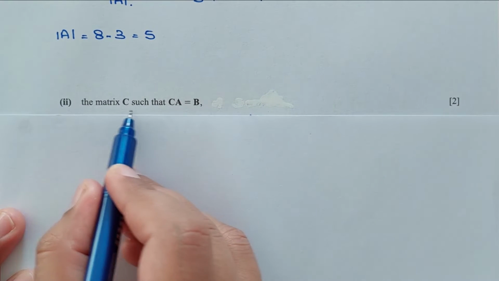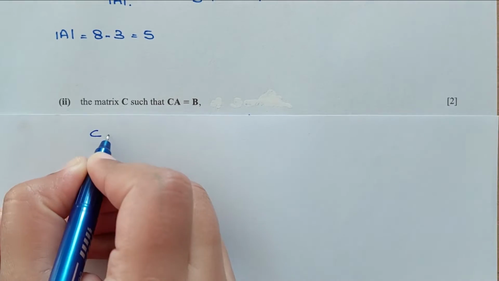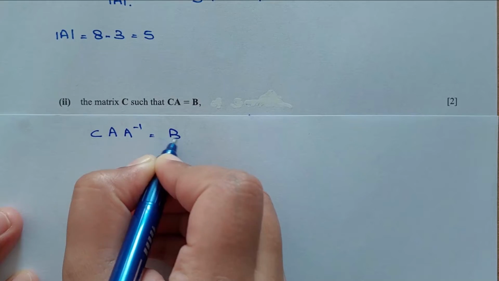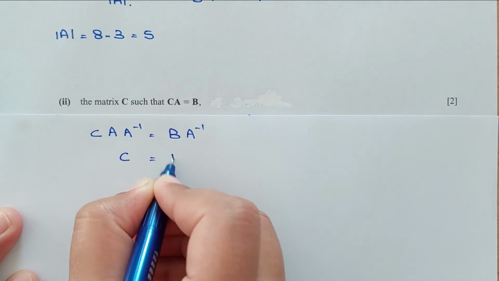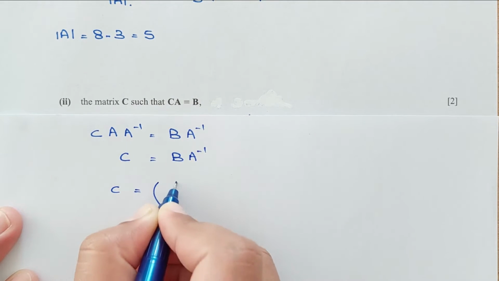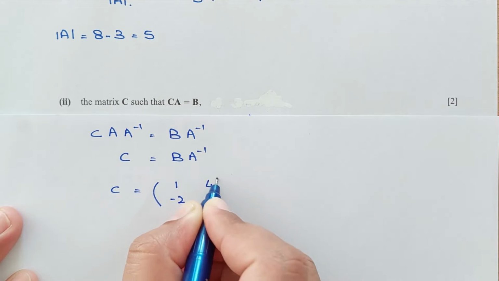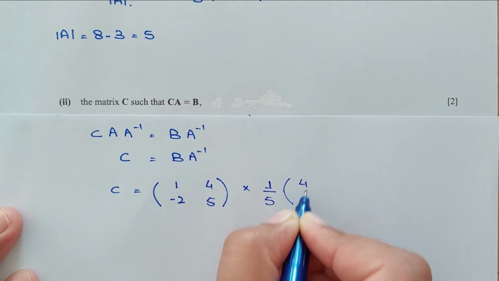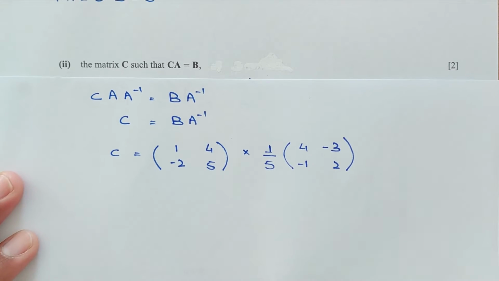Now for the second part, the matrix C is such that C times A equals B. So we can say C times A, multiplying by A inverse here, equals B times A inverse. A times A inverse is the identity matrix, so C equals B times A inverse. So C equals the matrix B we have been given, 1, −2, 4, 5, times A inverse, which is 1/5 of 4, −1, −3, 2. Okay, now let me simplify.